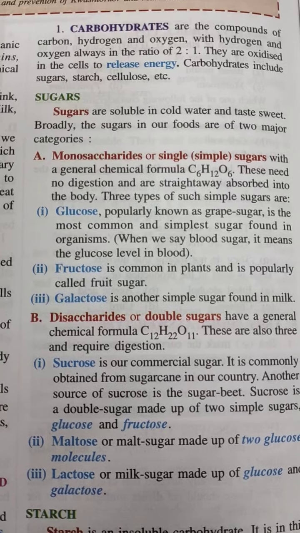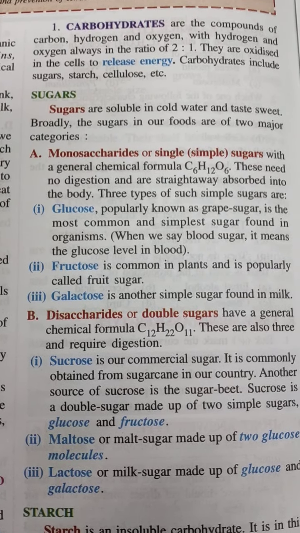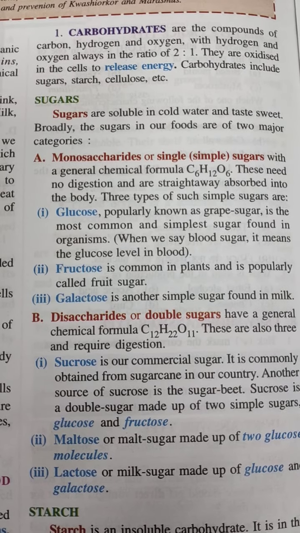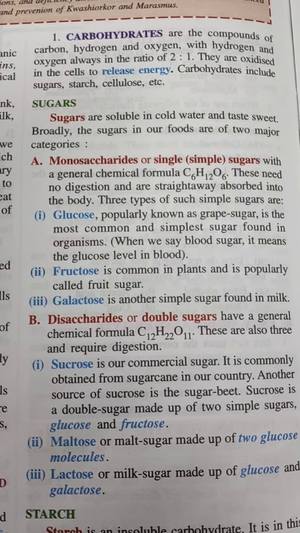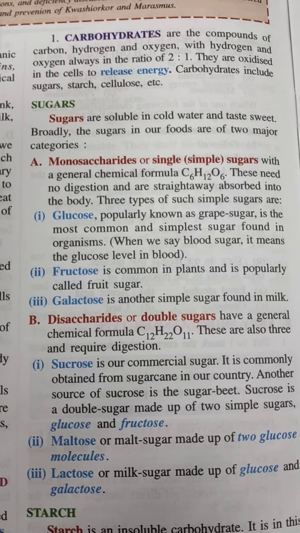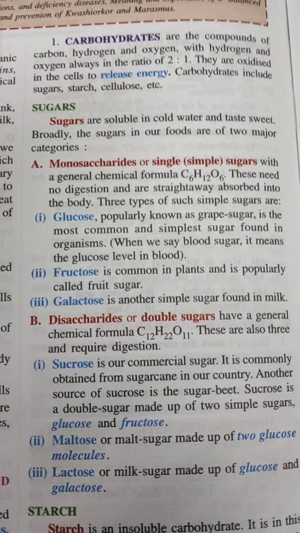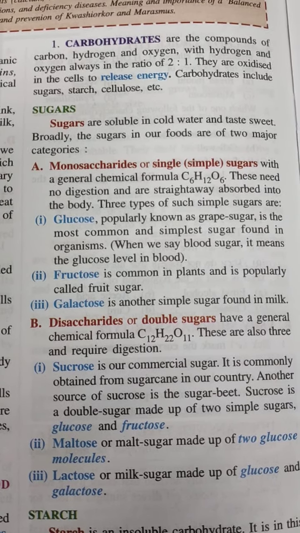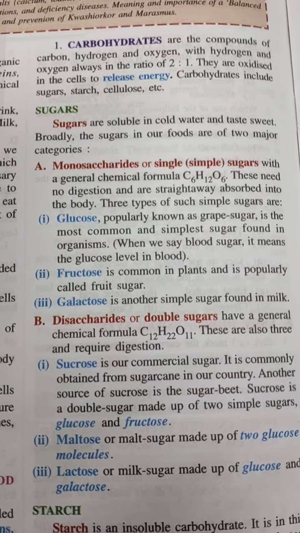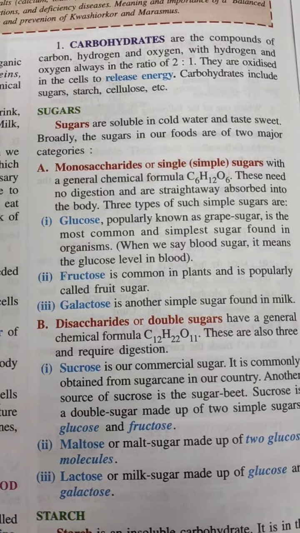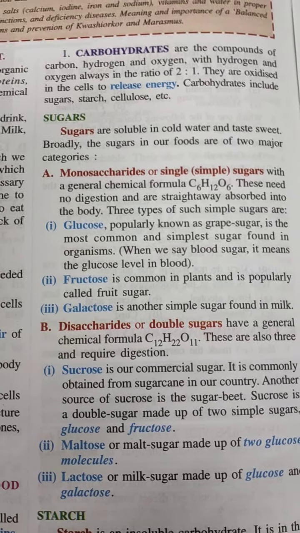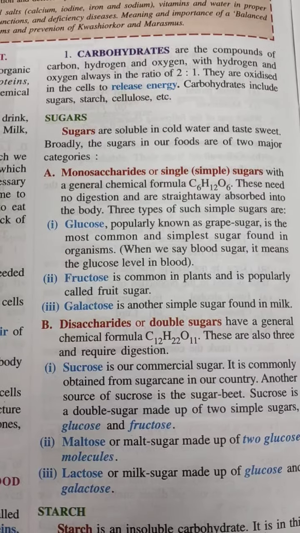Now carbohydrates are the compounds of carbon, hydrogen and oxygen, with hydrogen and oxygen always in the ratio of 2:1. This you have to remember. They are oxidized in the cells to release energy, because whatever energy we are getting, we are getting from our food. And from which part of the food? We are getting it from the carbohydrate part of the food. Now carbohydrates include sugars, starch, cellulose, etc. There are many carbohydrates.